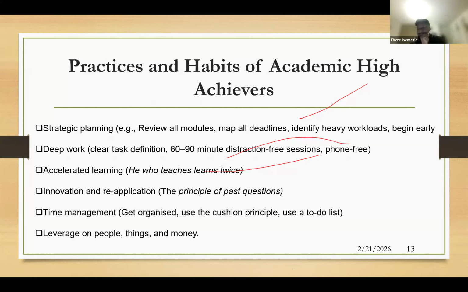I'll quickly go to them and ask them. It probably wouldn't even take you 10 minutes and they will run you through it. Once I grab it, I just scramble it on my notes and then go home and internalize it. So get organized. Also use the cushion principle.